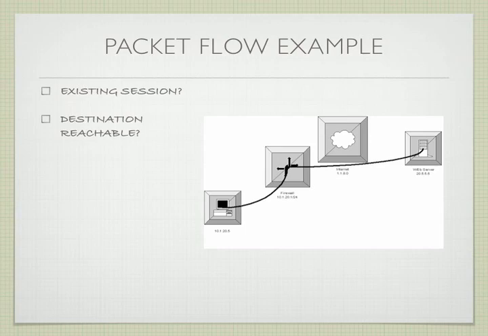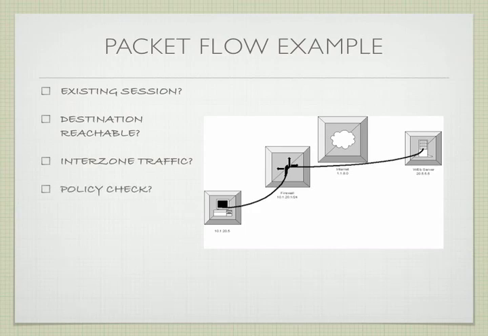Is the destination reachable? Yes, it is. It's an internet website, so we have a default route for it to go to. Is it an interzone traffic between two zones? Yes, it is. It's going from a trust internal zone to an external zone. So we're going to look for a policy from trust to untrust to allow this traffic.